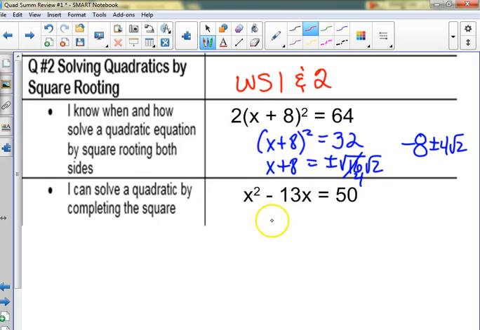All right, what about this, completing the square with an odd number? You need me to write the blanks? x squared minus 13x plus blank equals 50 plus blank. Remember, no graphing calculator tomorrow. I do have TI-30s over there if you need to borrow one.